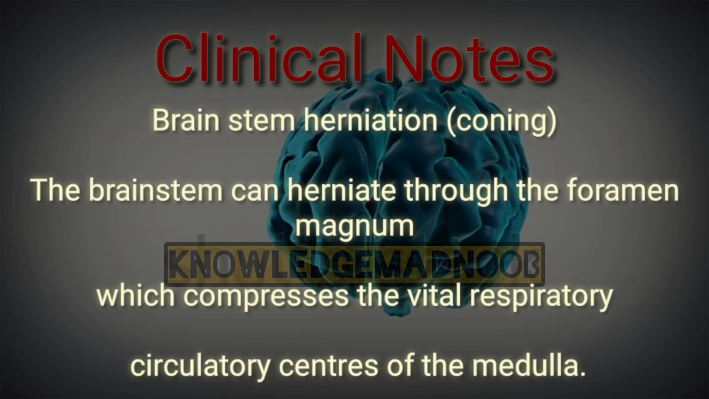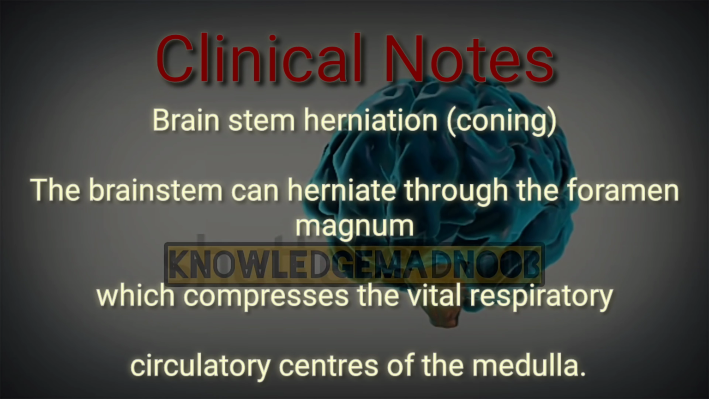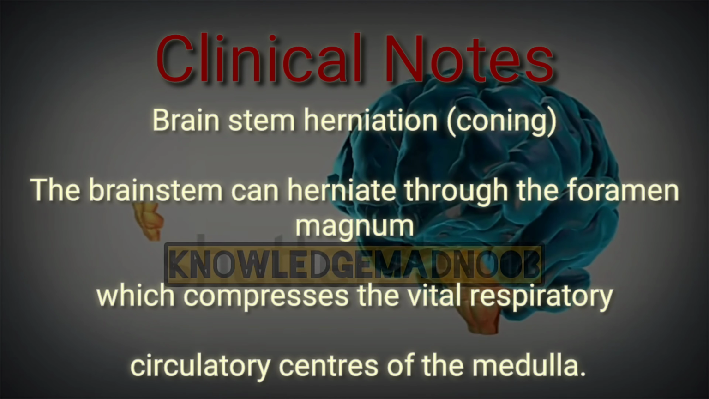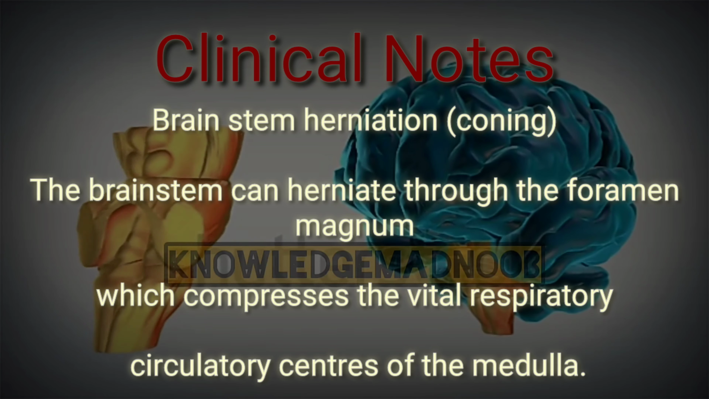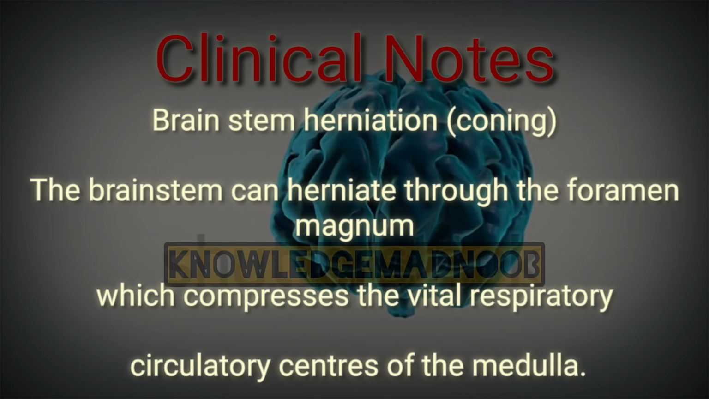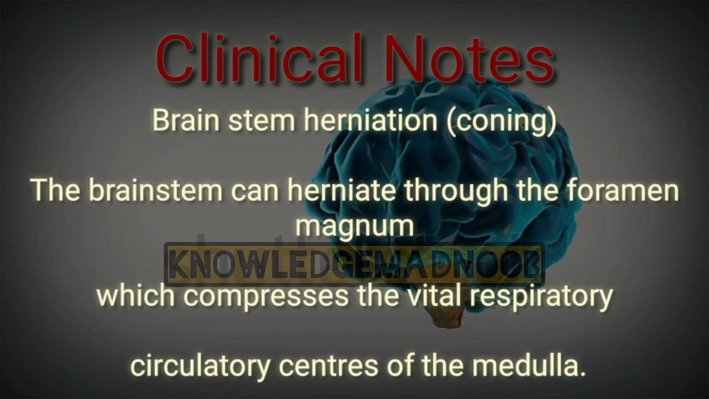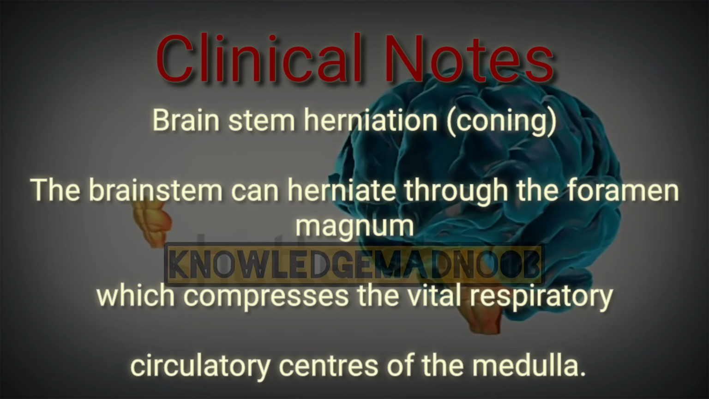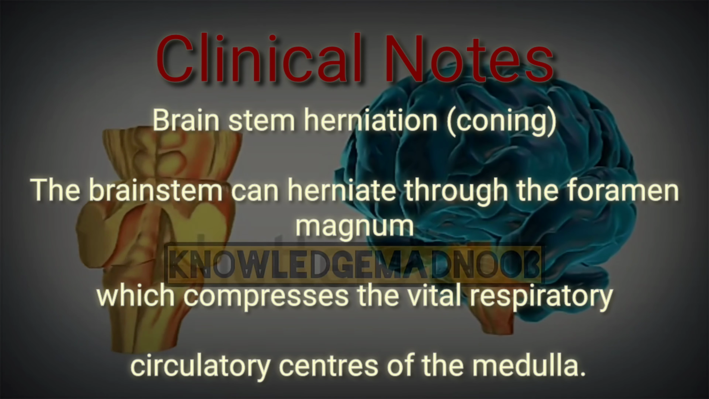And the second one, we have brainstem herniation or coning. The cranium is a closed cavity. In cases of raised intracranial pressure, the brainstem can herniate through the foramen magnum, which compresses the vital respiratory and circulatory centers of the medulla.